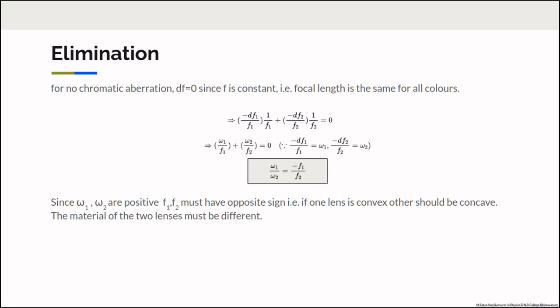From this equation, we can say that the condition for achromatism in case of an achromatic doublet is that the ratio of the dispersive powers of the lenses must be equal to the ratio of the focal lengths. The next one is that the material of the two lenses must be different, because omega 1 by omega 2 is equal to minus f1 by f2. This is the condition for achromatism in case of an achromatic doublet, that is, the ratio of dispersive powers is equal to the ratio of focal lengths of the two lenses.